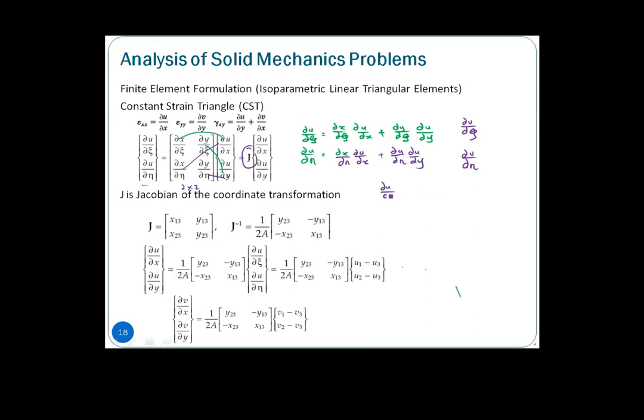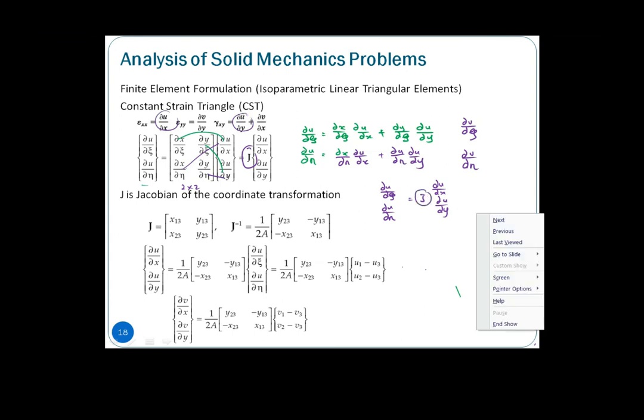If you want to find del u del x, we have the relationship of del u del psi, del u del eta equals J times del u del x, del u del y. This is what we want, del u del x and del u del y, which later gives us the strains. So rearrange it, then we have the inverse of it, which basically gives us the inverse of the Jacobian matrix, the transformation matrix.